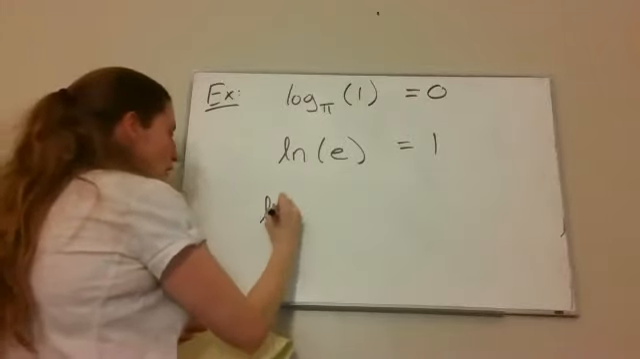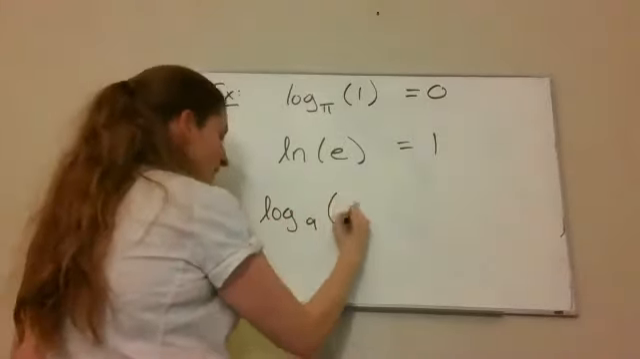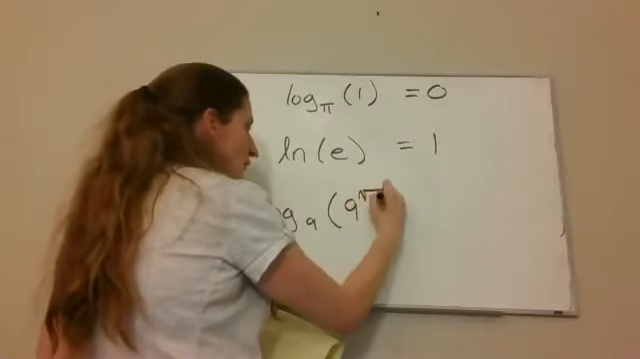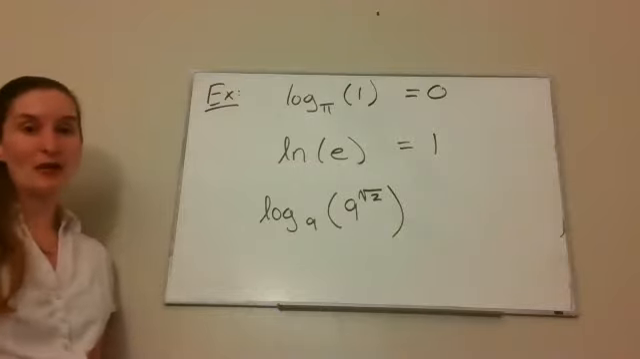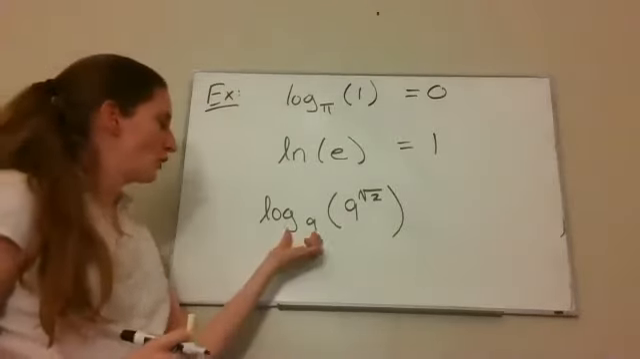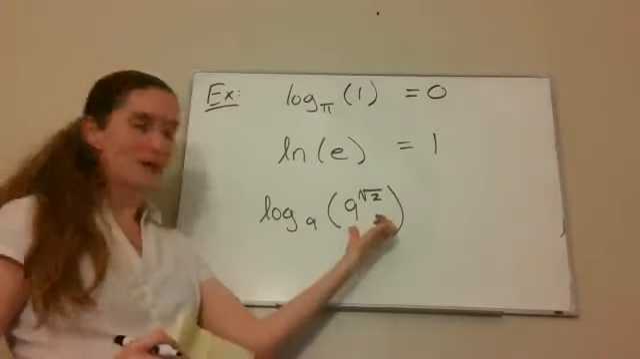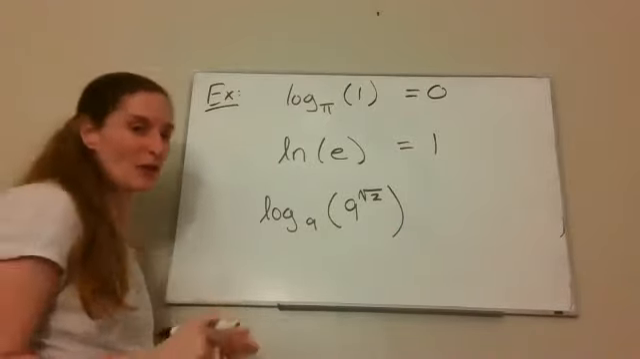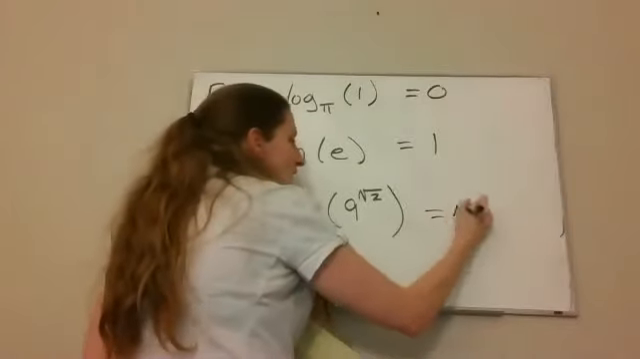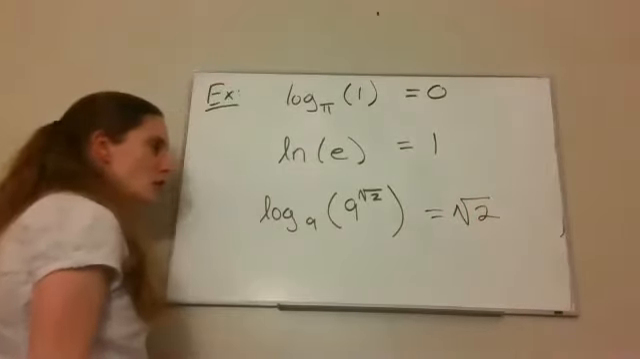What about log base 9 of 9 to the square root of 2? That looks pretty terrifying, but this is property 3. I have a log with a base of 9, and I have an exponential with a base of 9. So they undo each other because they're inverses, and the result is just that square root of 2.